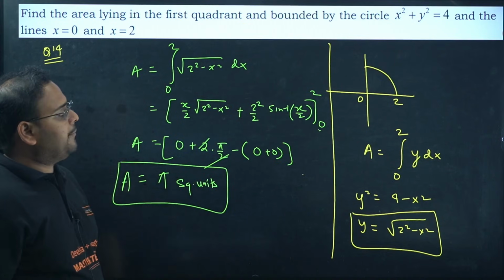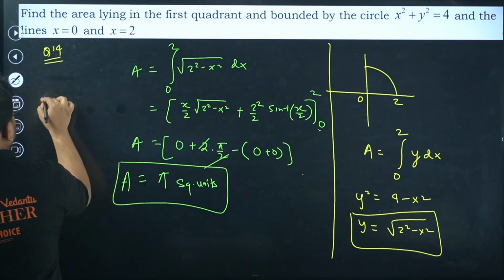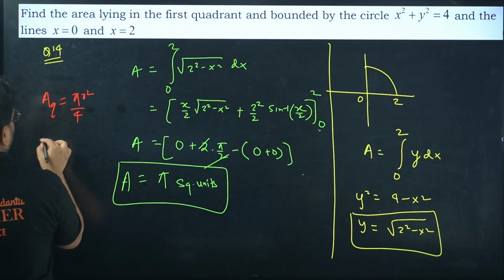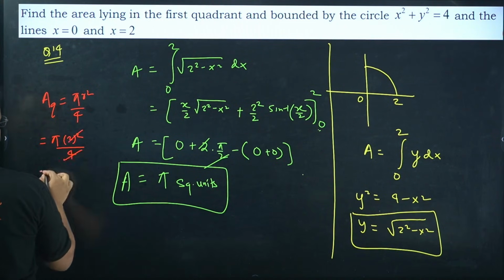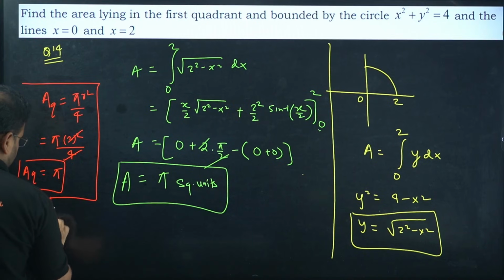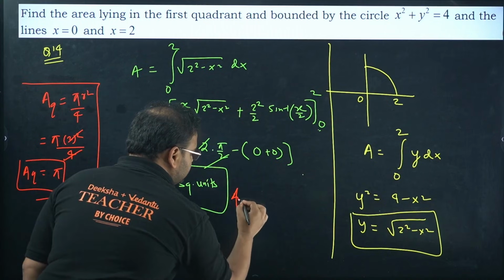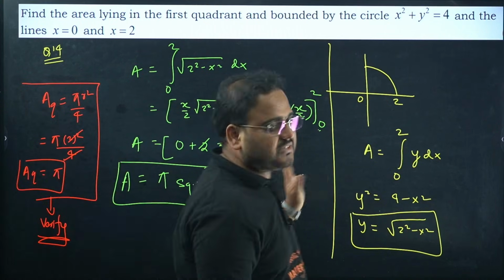Pi square units. If you want to verify, what is the area of a quadrant, guys? Sir, pi r square by 4. What is r in this case? Sir, 2 square by 4. What is the answer coming as? Pi. Please check. This is just to verify, not required to do in the exam. Your answer ends over here. You don't have to solve this part. Only this much is enough.